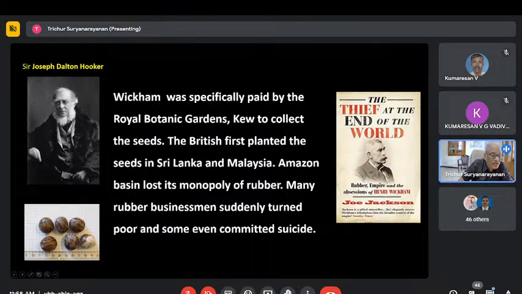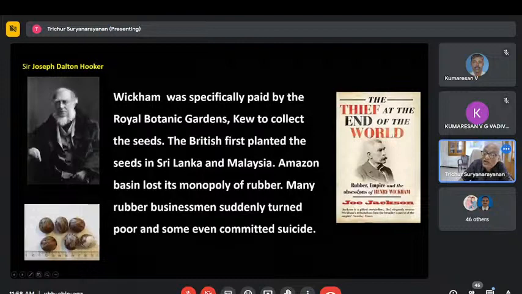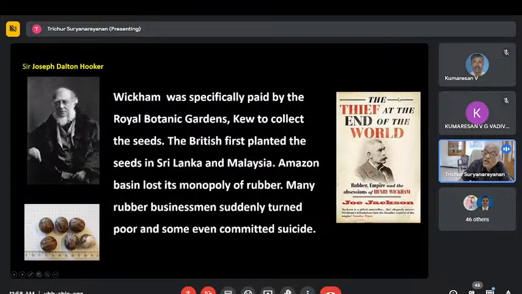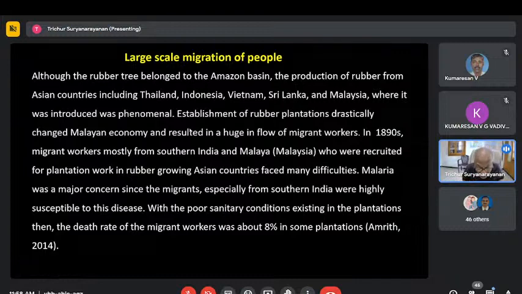This is Hooker. These are the seeds of rubber, and you can read this book, The Thief at the End of the World: Rubber, Empire and Obsession, by Henry Wickham. He's called it a thief. Anyway, so that's it.